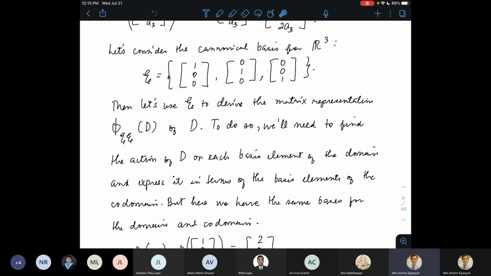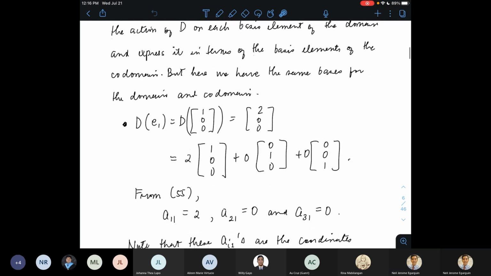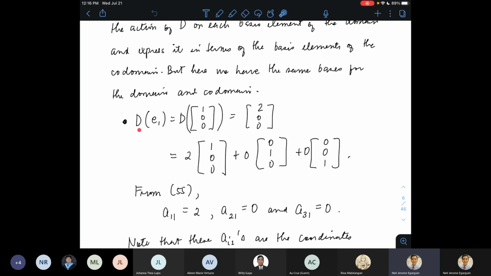All right? So in order to find the matrix representation, I need to see how D acts on elements of the basis E. And you will see later that the ordering in which I compute the images really matters for the matrix representation. So here I'll stick to this ordering. This is E1, this is E2, this is E3. Okay, I'll compute the images of these basis elements under D. Okay, so here I computed D of E1.